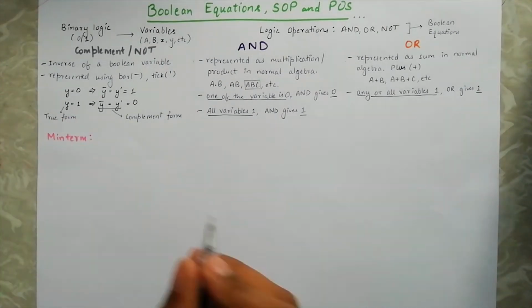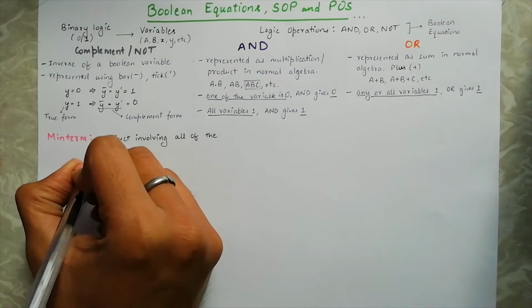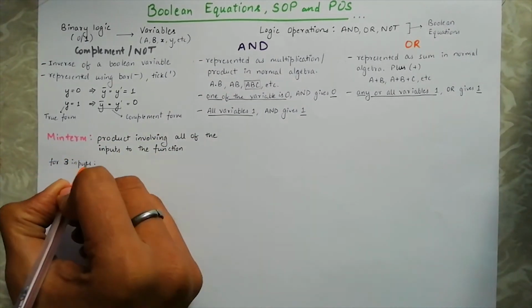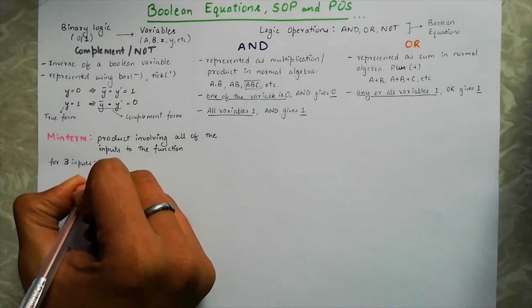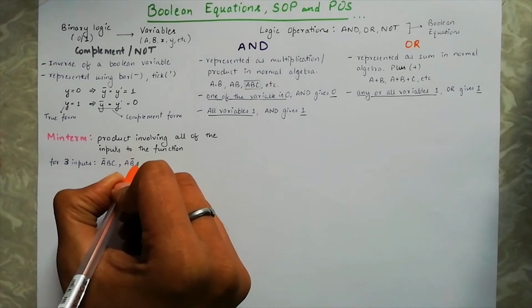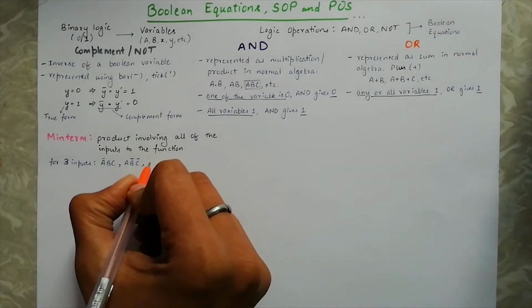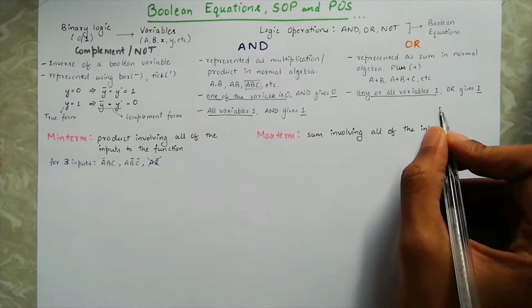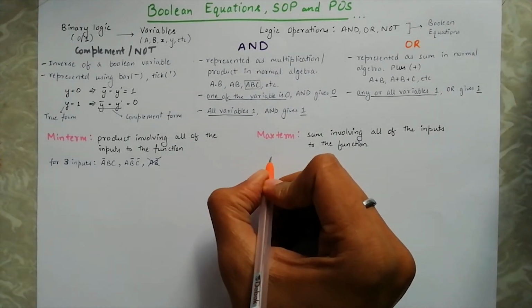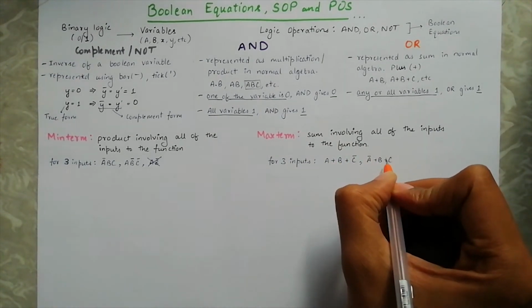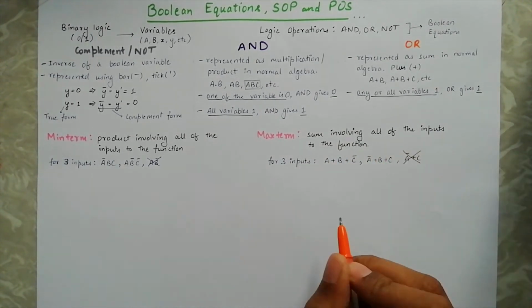A minterm is a product involving all of the inputs to the function. For a function with three variables a, b and c, a bar b c is a minterm, a b bar c bar is another minterm, but a b bar is not a minterm as it does not involve c. Then we have maxterm. It is a sum involving all of the inputs to the function. Using the same three variable case, a plus b plus c bar is a maxterm, a bar plus b plus c is a maxterm, but a plus c is not a maxterm.